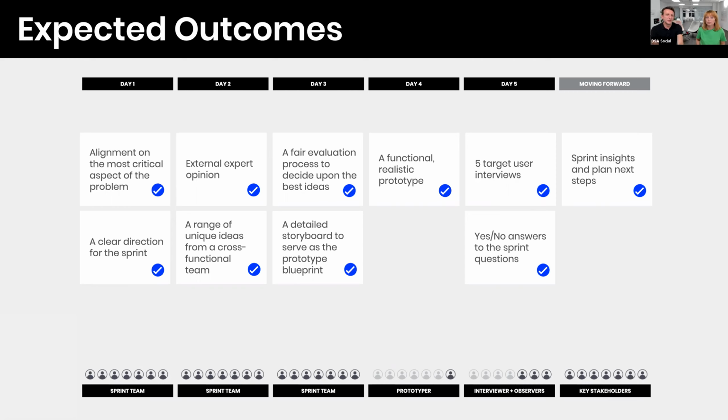During day three, we make sure that we evaluate all of the solutions in a very fair process, and everyone's voice is being heard. We extract the best ideas and we put them into a prototype. And then day four is about coming up with a functional, realistic prototype. And day five, which is why we're doing a design sprint, you're getting the user feedback, and you see how you've answered the sprint questions that you set out to at the beginning of the week.